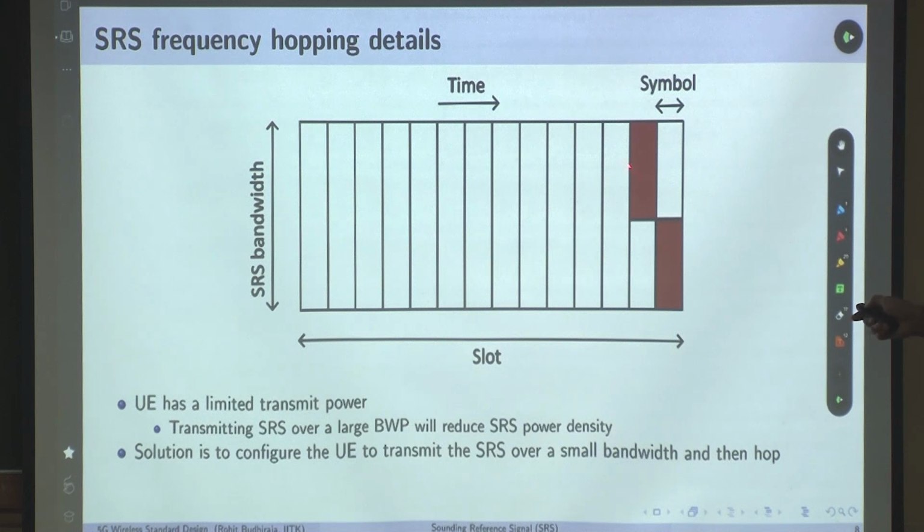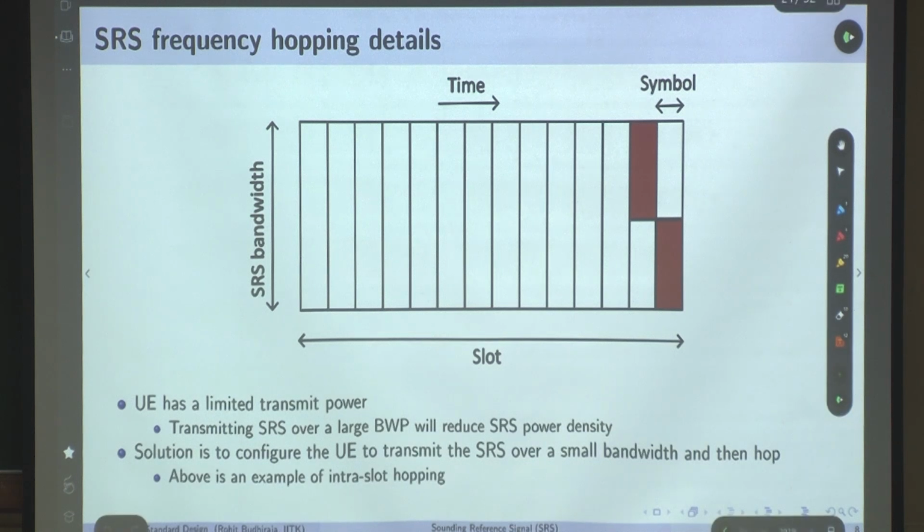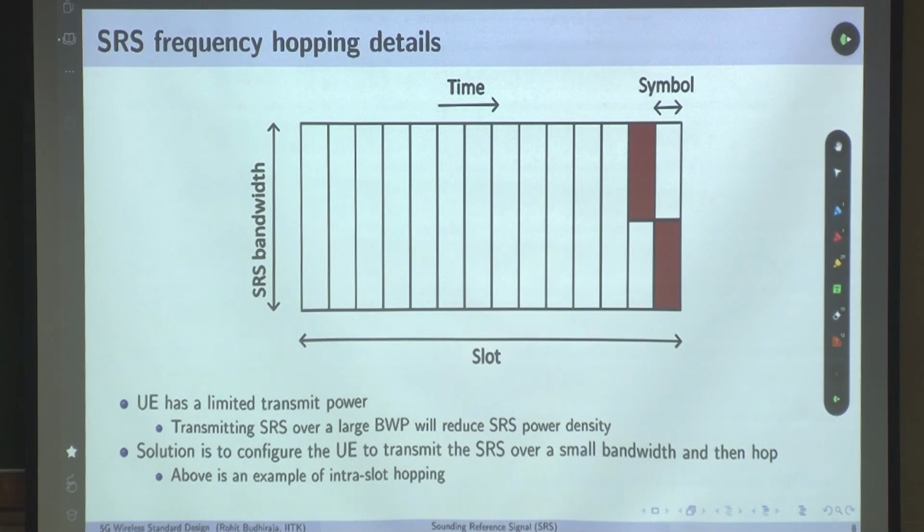You see that hopping is because you are not transmitting over the same frequency, you are hopping the frequency. We are forced to do that because the transmit power is low. If we configure it like this, the same full transmit power can be used for these many PRBs, and then again the same full transmit power can be used for these PRBs. So it helps in improving the link budget. This is an example of intra-slot hopping. You are hopping within a slot. Inter-slot hopping we will come to later.